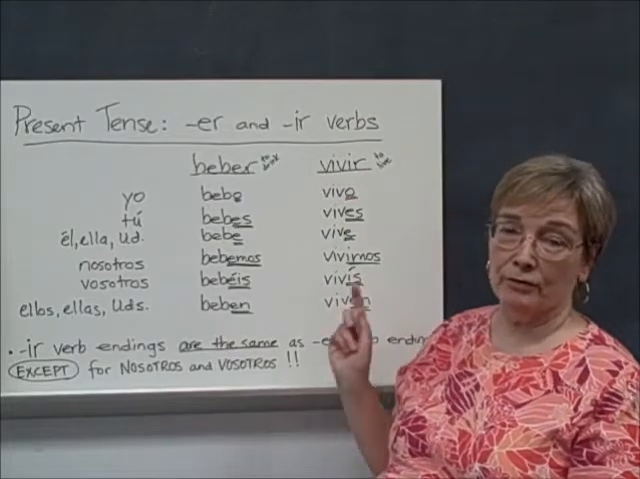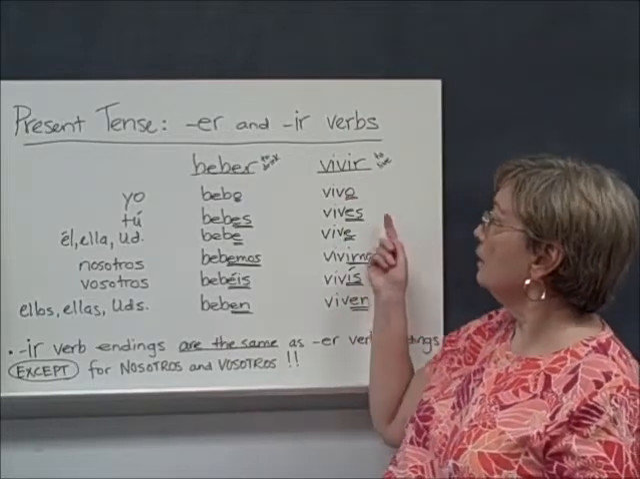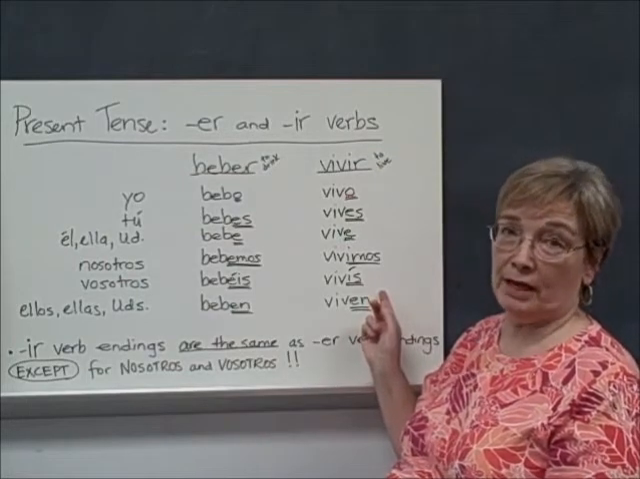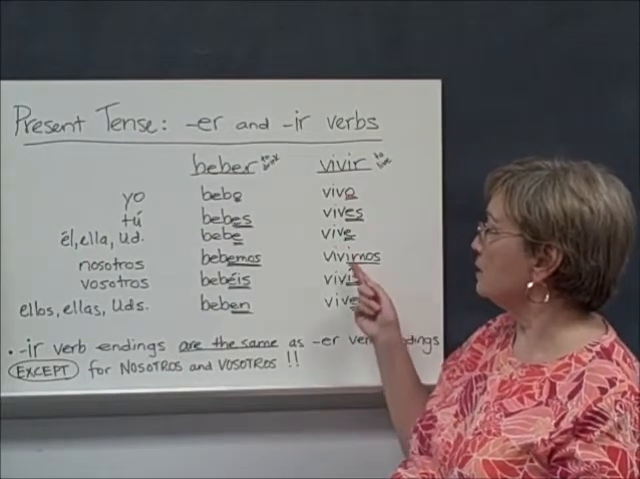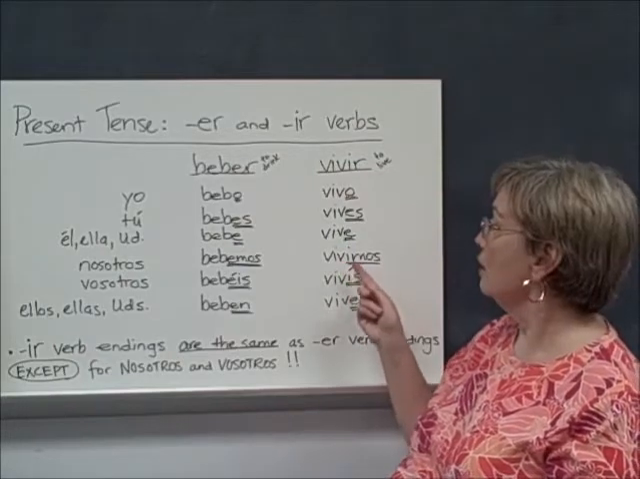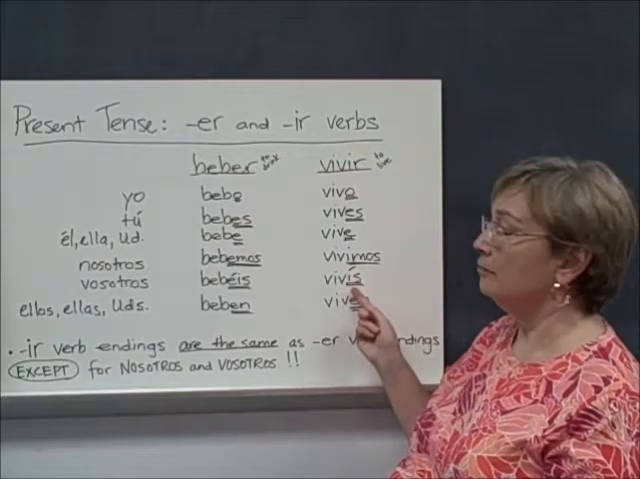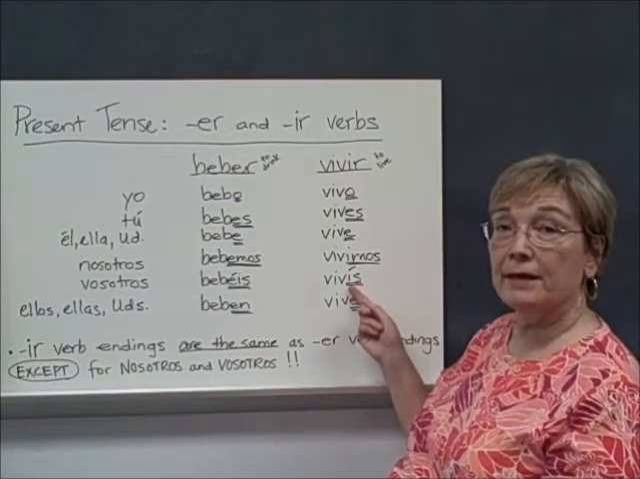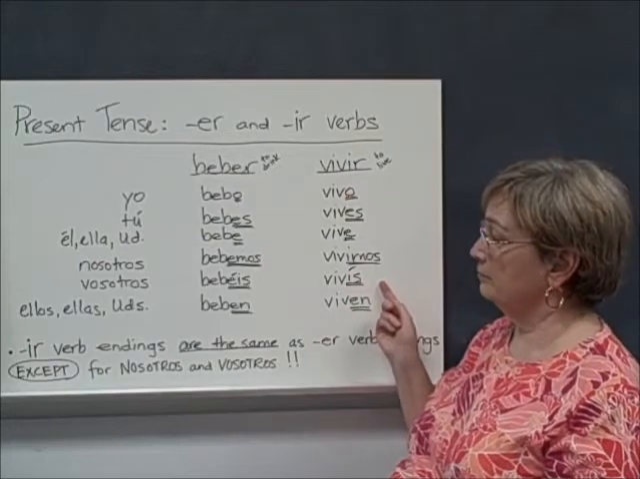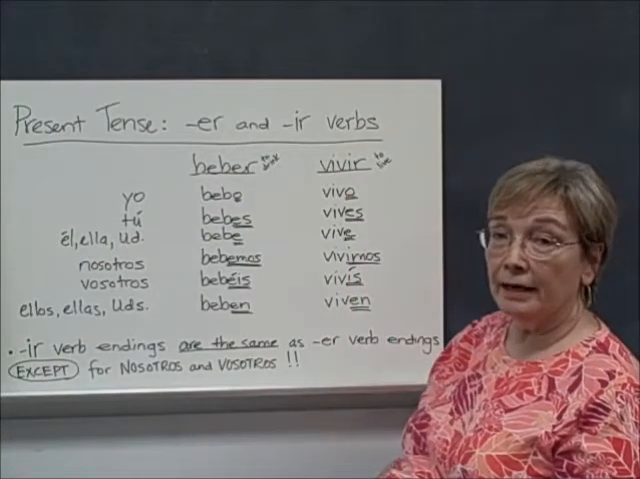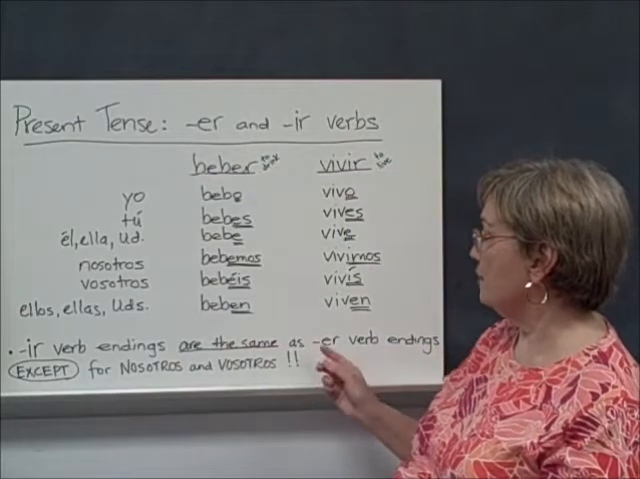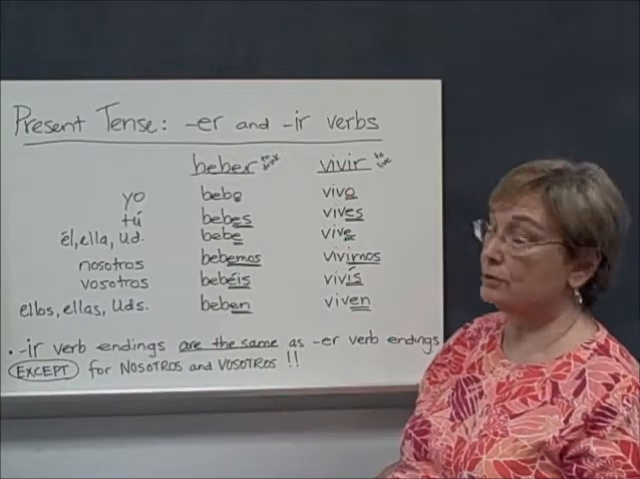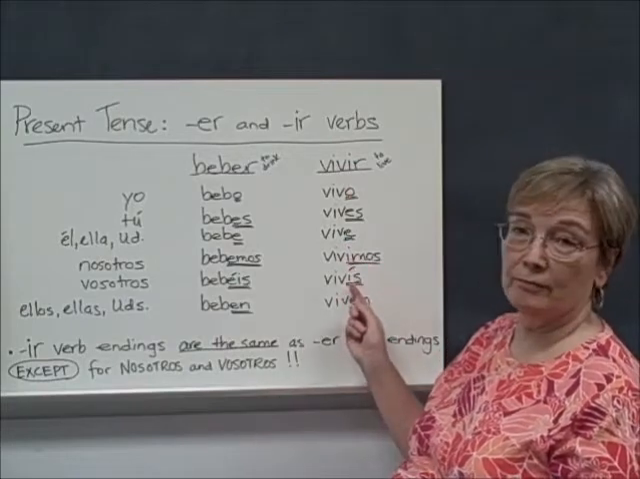Notice that with the IR verbs, vivir, the majority of its endings also start with E. The only exceptions are the nosotros and vosotros, where it's imos, and there's no such thing as a double I in Spanish, so we accent the I and just add S. Okay? IR verb endings are the same as ER verb endings except for nosotros and vosotros when it uses its own vowel.